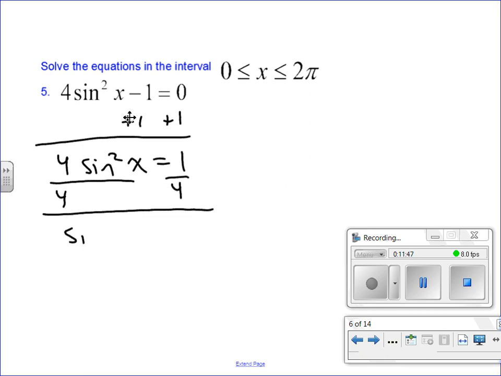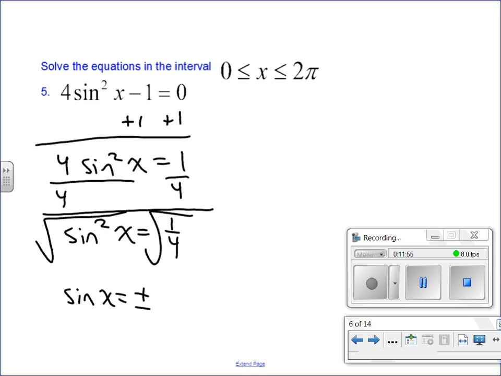Divide by 4. All right, so sine squared x is 1/4. We're going to finish it off with a square root. Now remember, whenever you do square roots in math, you go with the plus or minus out front. The square root of 1 is 1. The square root of 4 is 2.